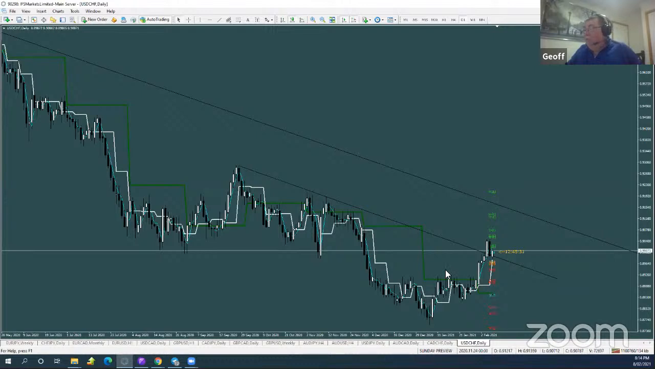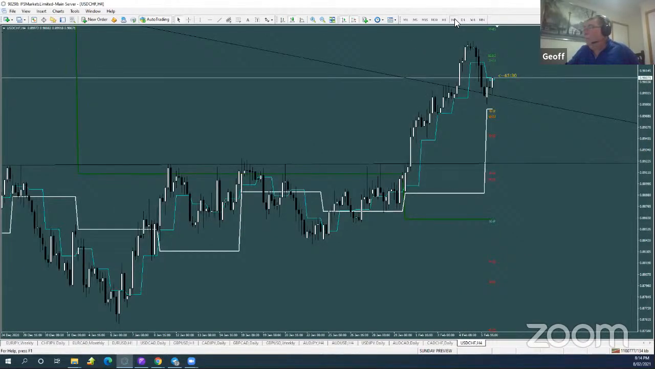Inverted head and shoulders. Yep, got it. Break, interesting. That becomes more interesting for me. Here's the neckline somewhere here, right? No retest. So I'm kind of thinking this is not for me right now. Let me have a look at the smaller time frames. Yeah, like it.